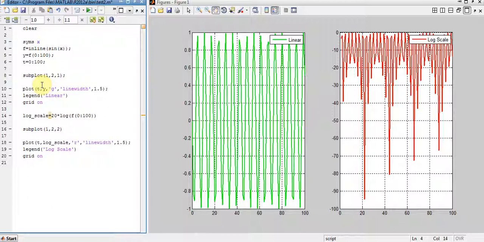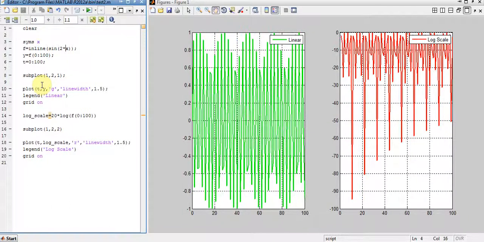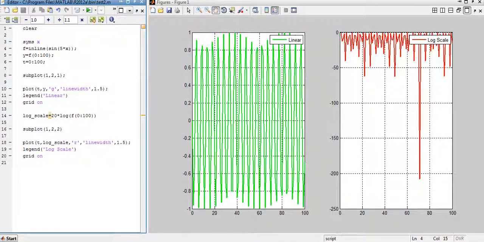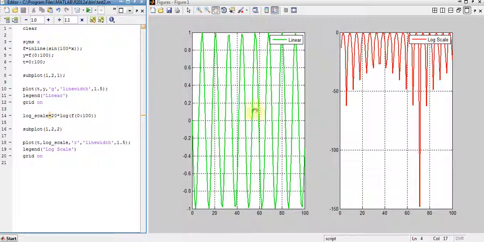If I use 2 into x, let's see what's gonna happen. As you can see, the shape of this graph and this one. If I change it to 5, let's see the behavior. I just reach almost negative 200, and if I use 100 and see what's happened, I'm just at negative 150, and you can see the things are getting clearer over here.